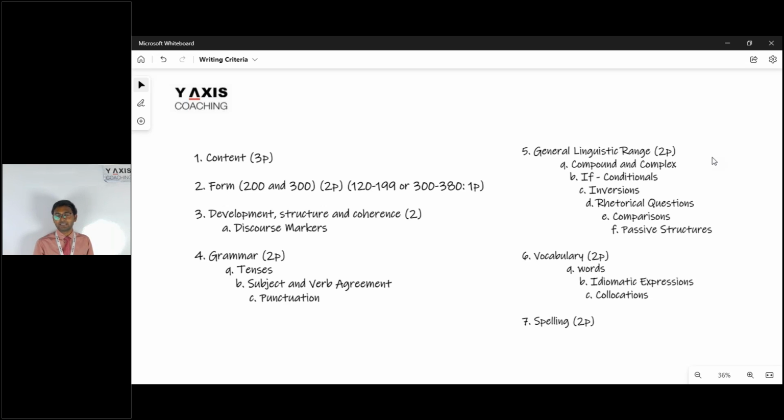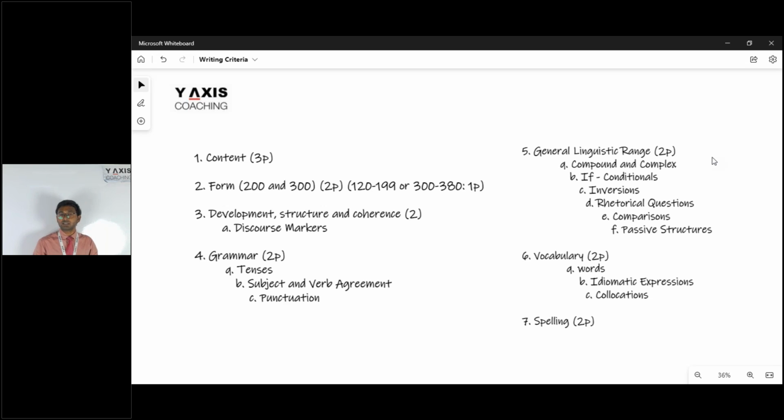So we are given 3 points for the content. We should ensure all the parts of the question are covered here. So if you miss one minor aspect, you lose 1 point. If you miss a major aspect, you lose 2 points here. So we need to ensure we don't deviate from the topic, and the whole essay, each and every paragraph in the essay should be about the topic. And we should also ensure each and every paragraph has its own main theme.